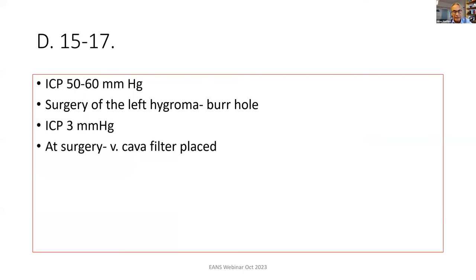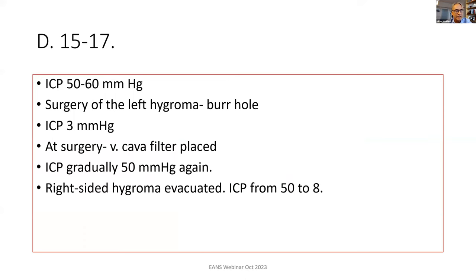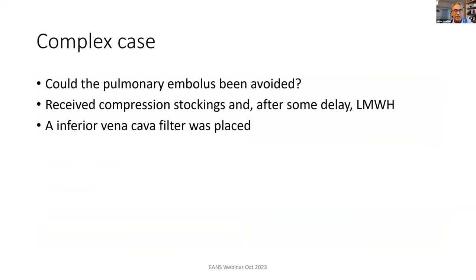We still had the issue with the pulmonary embolus, which was really life-threatening. So we placed this vena cava filter. We'll talk about that later. ICP increased again, so the right-sided hygroma was evacuated. And finally, after some continuous problems, ICP was better. And the patient survived with a good outcome, surprisingly. So this is a complex case, but this also illustrates some of the problems.